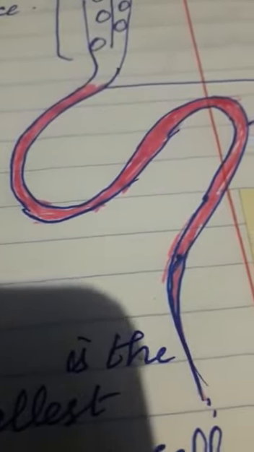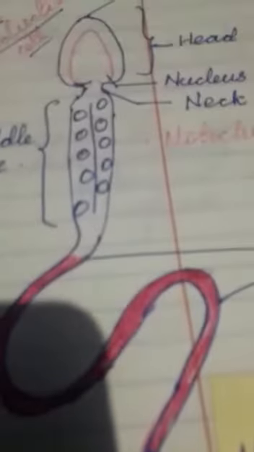Now coming to the axial region. This is the axial region or tail region. It is otherwise called the axial filament. It is used to move the sperm cell. How will the sperm cells move? Forward movement.